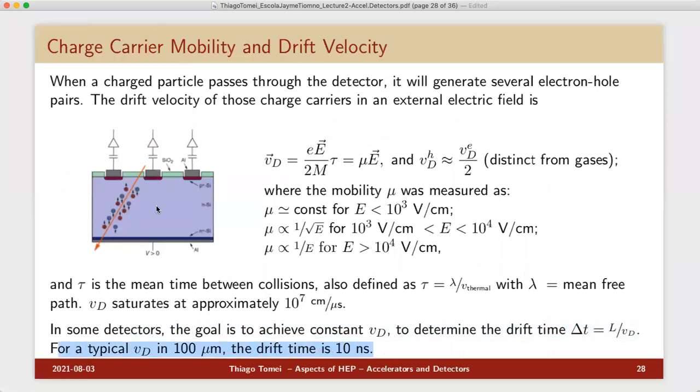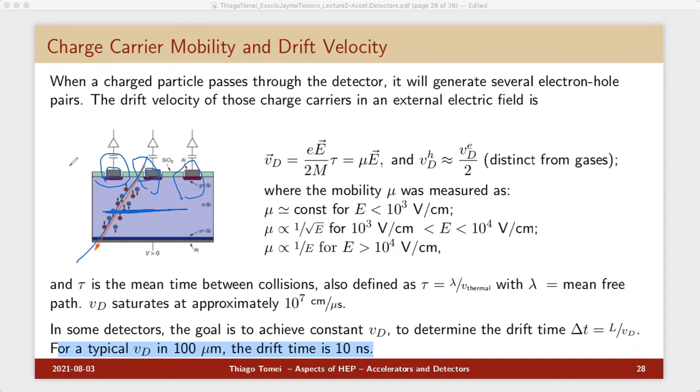So you can have a lot of information. Assume that these are the microstrips here, okay? So this is a microstrip, this is a microstrip. You can see where the particle went through in this axis, for instance, by seeing which charge is measured in this and this and all the other microstrips. And then you can kind of make a barycenter of the measurement. And then you can measure the drift time and get information about these axes as well.